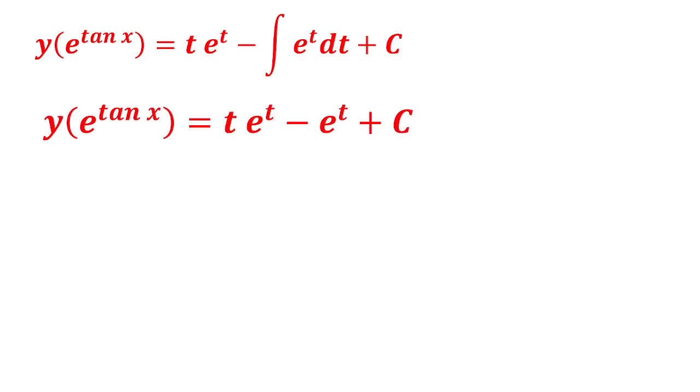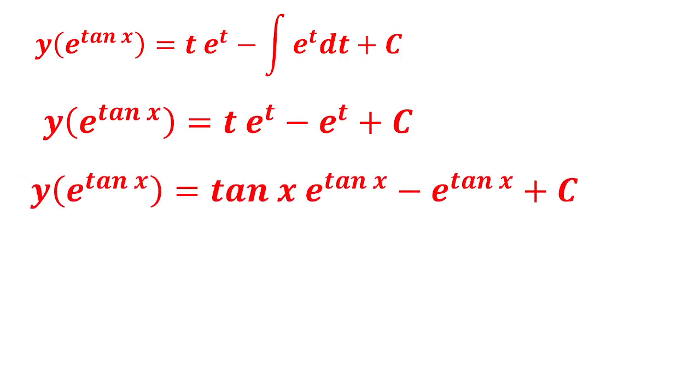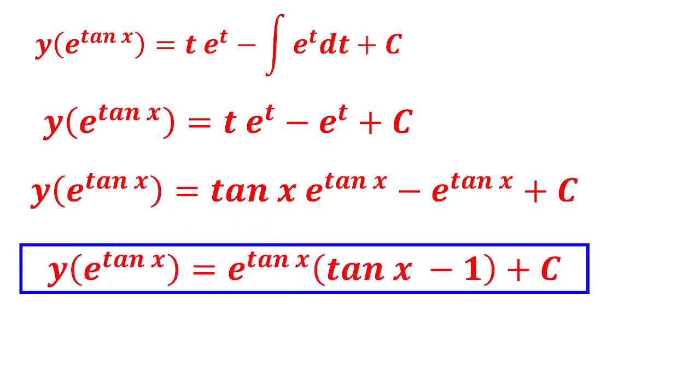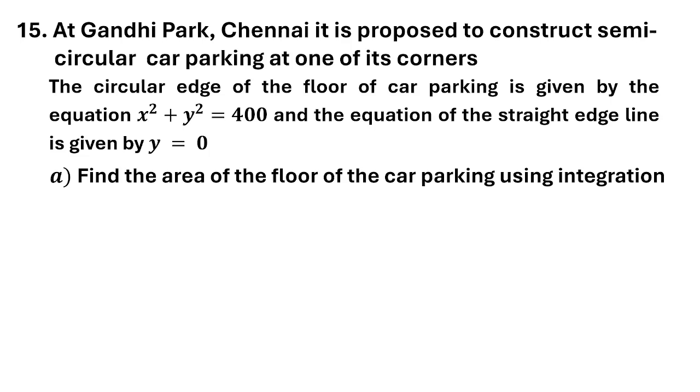Now we have to replace t by tan x. Tan x into e power tan x minus e power tan x plus c. You can take e power tan x outside and then give it, otherwise you can leave it as it is. Go to question number 15.